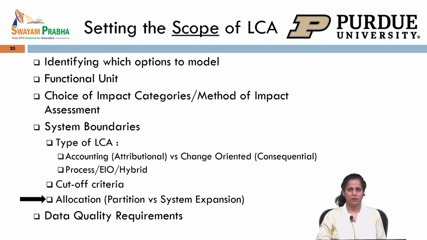Next, we will go through the allocation rules which are very important when we are partitioning or doing system expansion in case of system boundary selection.